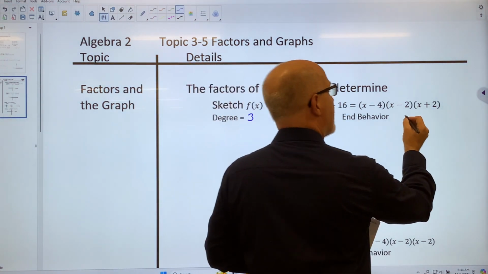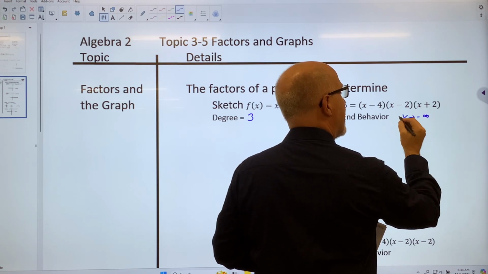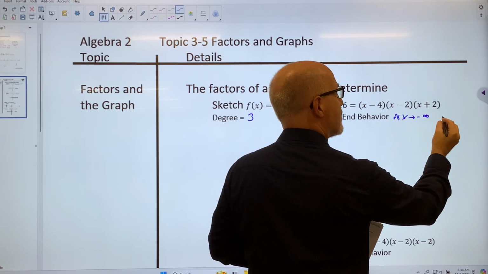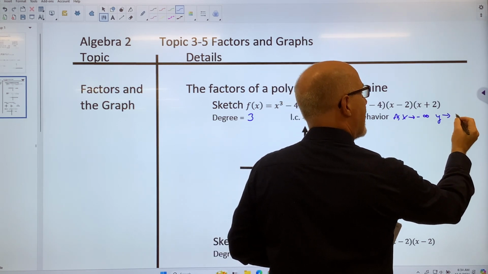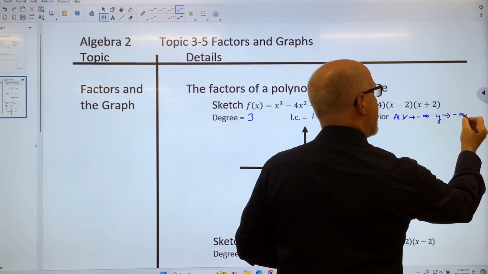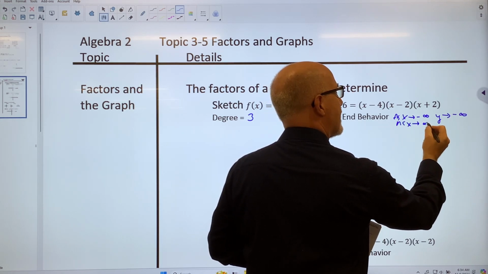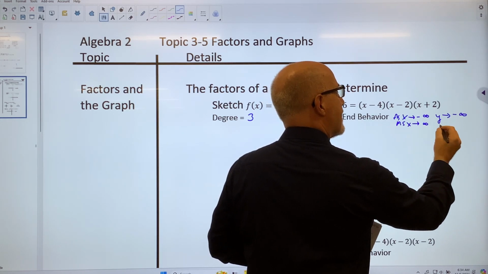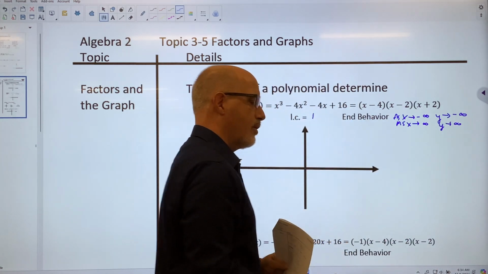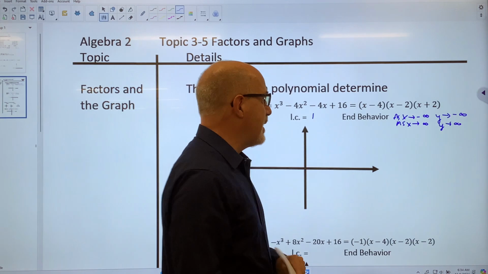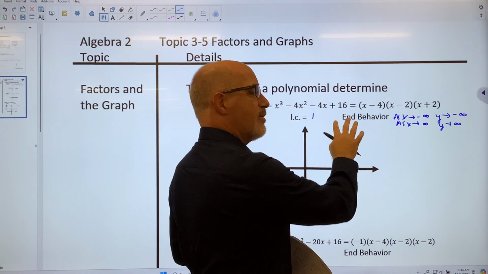So the end behavior for this is as x goes to negative infinity, y is going to go to negative infinity. And as x goes to positive infinity, y is going to go also to positive infinity. So it starts down, ends up. Now let's take a look at these factors and see how that influences this graph.